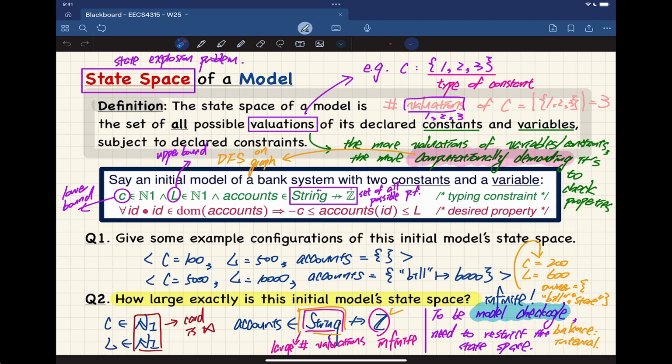Okay, state space is really a way to measure how complex your system is for verification. The more variables you have, the more complex it will be for verification. Very intuitive. Right, we talk about just an example here. You can revisit that, but just remember the definition. I think that's more important.